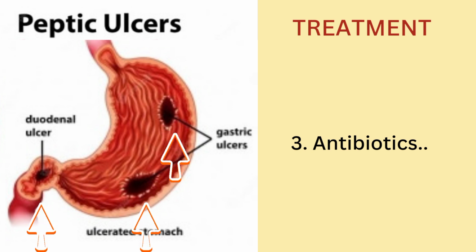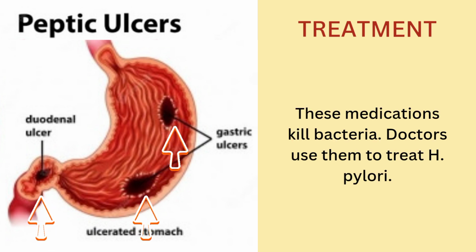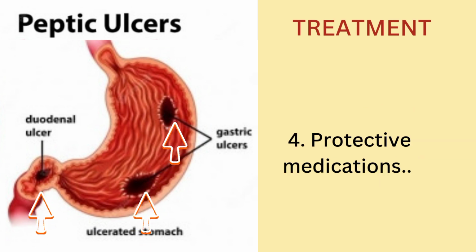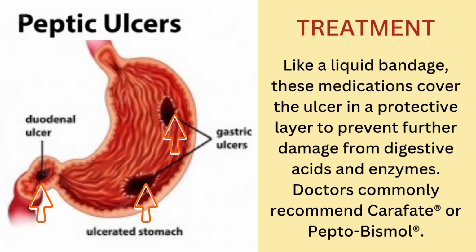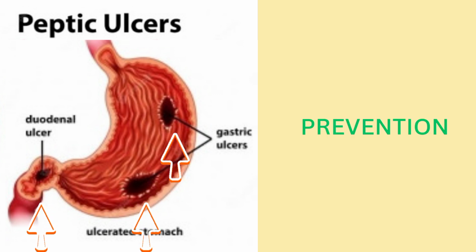Third treatment option is antibiotics. These medications kill bacteria. Doctors use them to treat H. pylori. Fourth treatment option is protective medications. Like a liquid bandage, these medications cover the ulcer in a protective layer to prevent further damage from digestive acids and enzymes. Doctors commonly recommend Carafate or Pepto-Bismol.